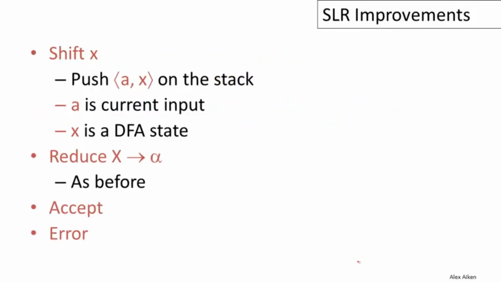Our SLR parsing algorithm will have 4 possible moves. A shift X move will push a pair on the stack. X is a DFA state, so that's named in the shift move now. And then the other element of the pair is the current input. And then we'll also have reduce moves, which are just as before. So to recall, a reduce move will pop a number of elements from the stack equal to the length of the right-hand side, and then it will push the left-hand side onto the stack. And then finally, accept and error moves for when we've successfully parsed the input and for when the parser gets stuck.